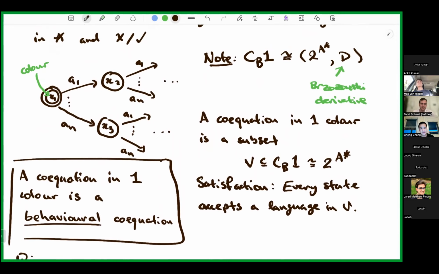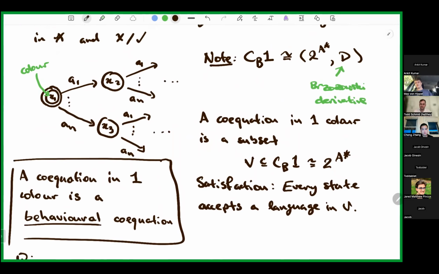Or no colors at all, really. So you could erase all of these colors. And what you end up with is basically just a tree where some states accept, some don't, that tells you whether or not a certain path is accepted, which is the same thing as a predicate on your words.